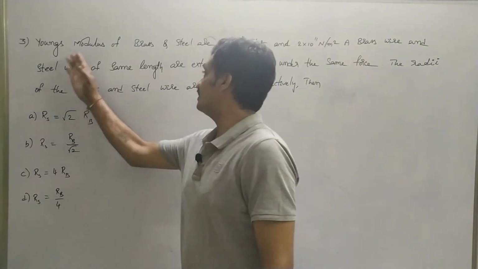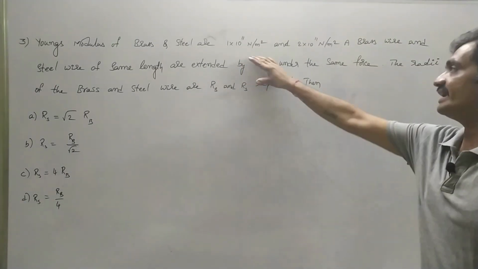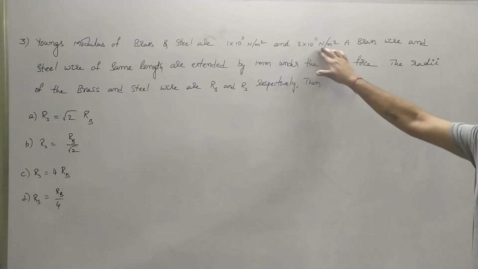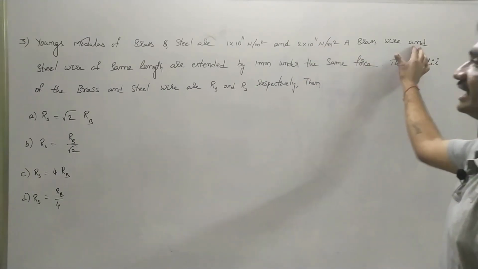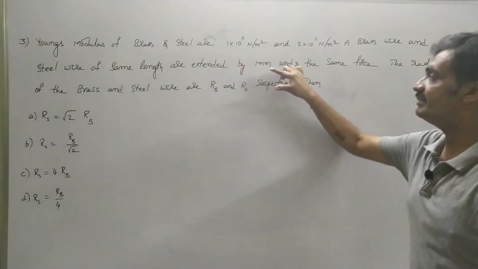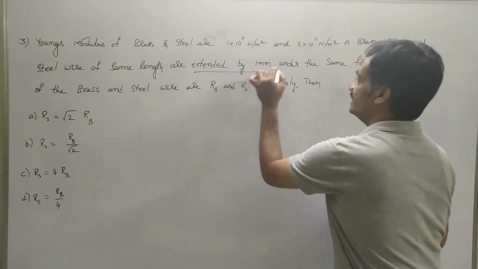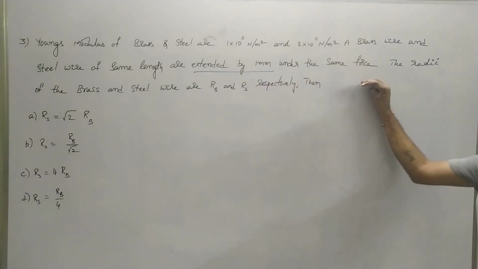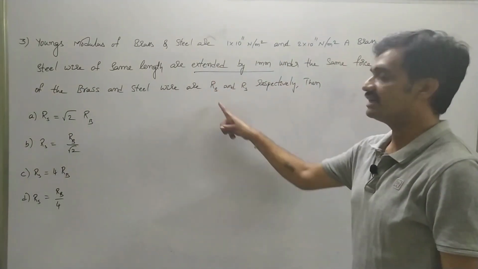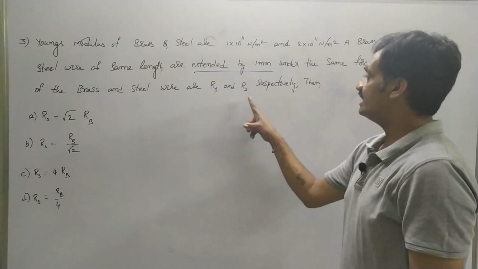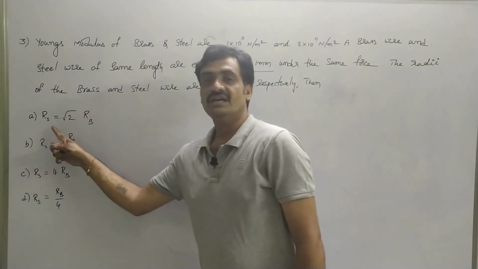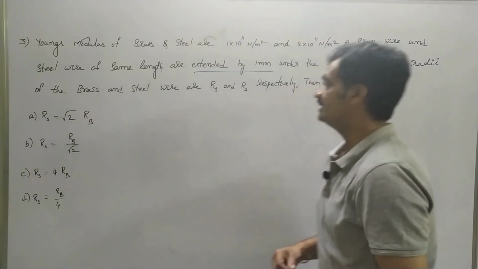Observe the next problem. Young's modulus of brass and steel are 1 × 10^11 N/m² and 2 × 10^11 N/m². A brass wire and a steel wire of the same length are extended by 1 millimeter under the same force. The radii of the brass and steel wires are r_b and r_s respectively. Then we have to represent the relation between the radius of the steel and the radius of the brass.